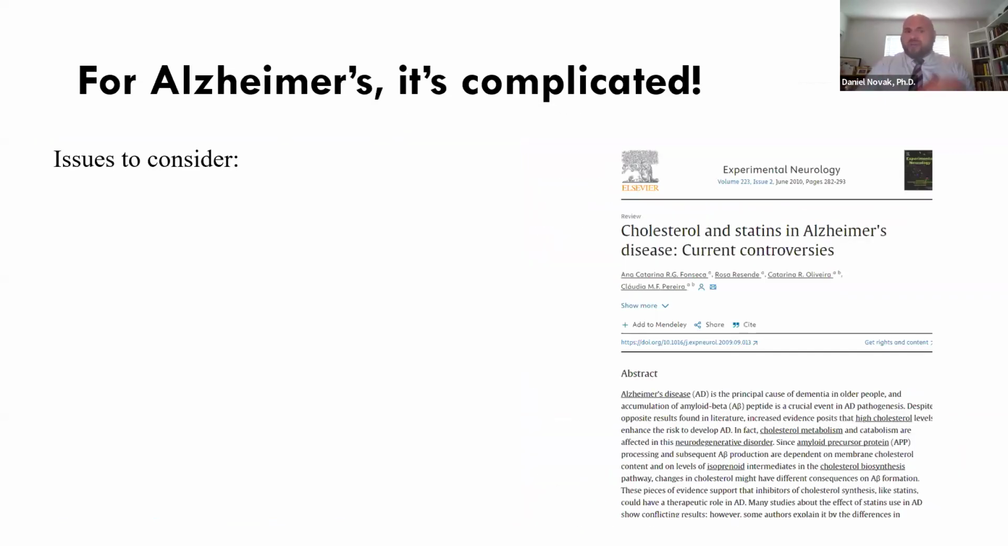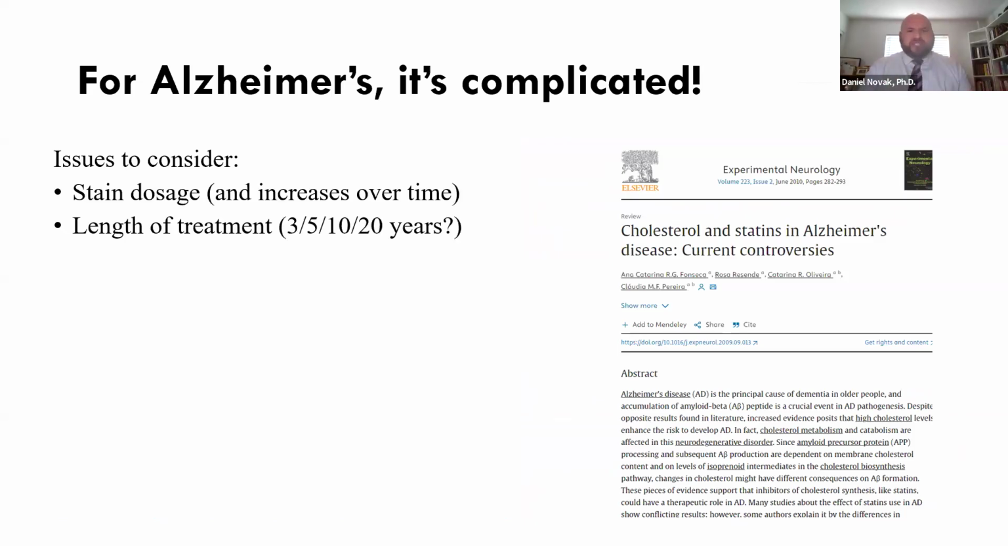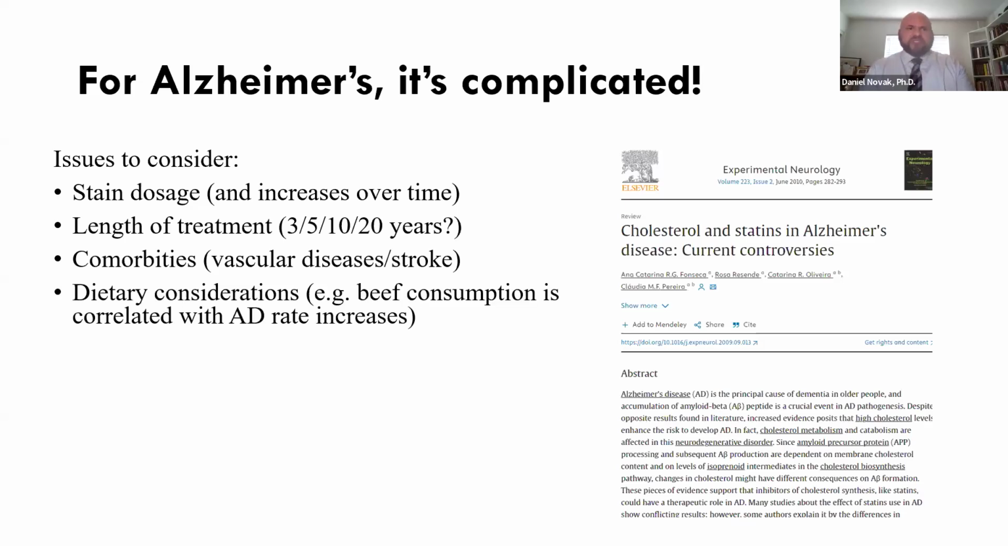But Alzheimer's especially is very complicated. Cholesterol and statins and Alzheimer's: there are a lot of current controversies. Statin dosage increases over time. Length of treatment can be very, very long. We have comorbidities like vascular diseases and stroke that have, not nothing to do with it, but a different set of outcomes or etiologies than Alzheimer's.